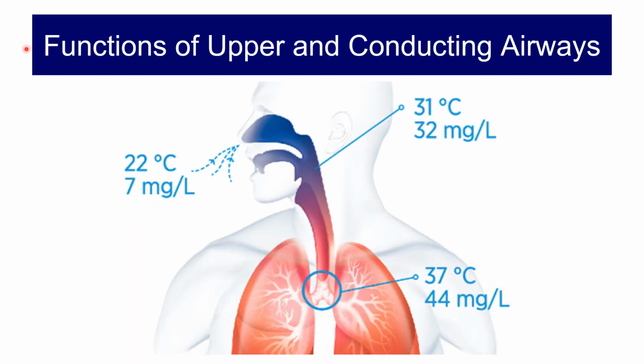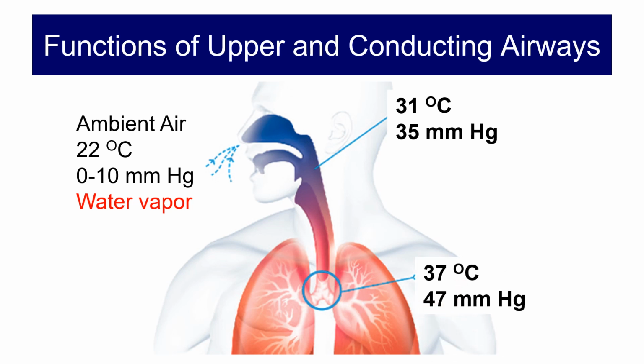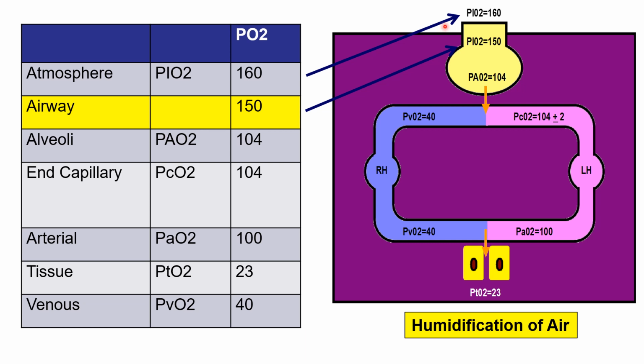Illustrated here are the functions of the upper and the conducting airway. The ambient air or the atmospheric air has a temperature of 22 degrees centigrade and a water vapor pressure somewhere between 0 to 10 millimeters of mercury. As it passes through the upper airway, you can see that it is warmed and humidified. As it goes further into the conducting zone, it is further warmed and humidified. So the cause of the decrease of the O2 tension from 160 to 150 is due to the humidification of air by the upper airway and the lower airway's conducting zone.